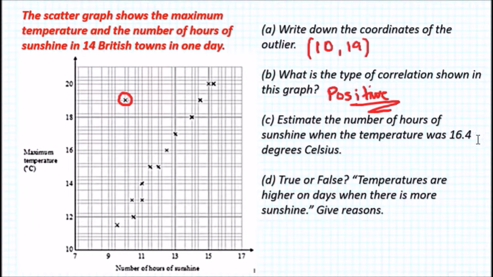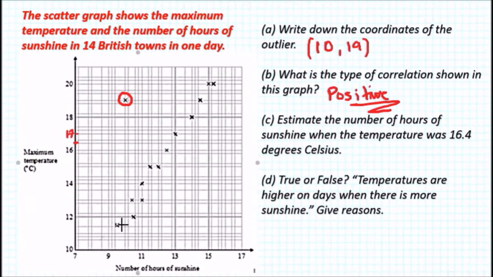Now, estimate the number of hours of sunshine when the temperature was 16.4 degrees Celsius. Okay, so this one's quite specific. What we should do is look at the degrees Celsius axis and find 16.4. Of course it's going to be between 16 and 18. We know bang in the center is 17, so if this is 17, it's probably somewhere here. If we just draw a dotted line across, we should be able to have a rough guess. But the best thing to do really is to draw a line of best fit.